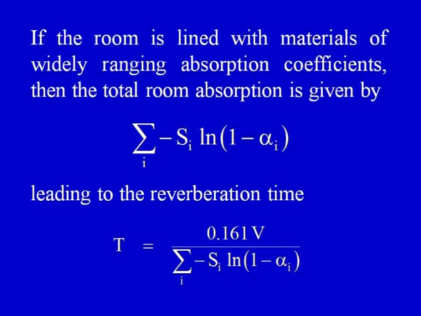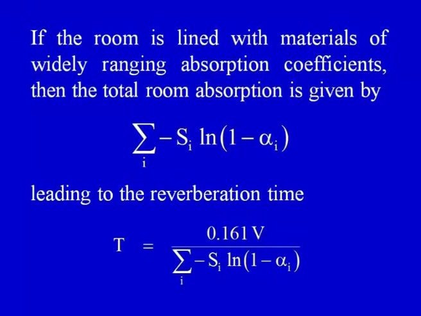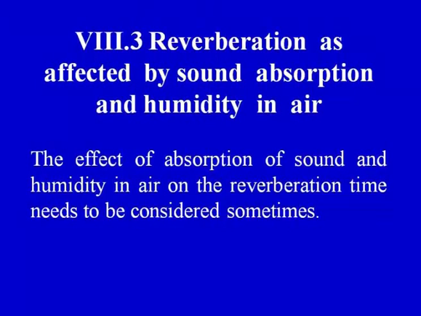If the room is lined with materials of widely ranging absorption coefficients, then the total room absorption is given by summation over individual contributions, summation over i of minus S_i log of 1 minus alpha_i, leading to the reverberation time T, which is given by T equal to 0.161 V divided by summation over i of minus S_i log of 1 minus alpha_i.